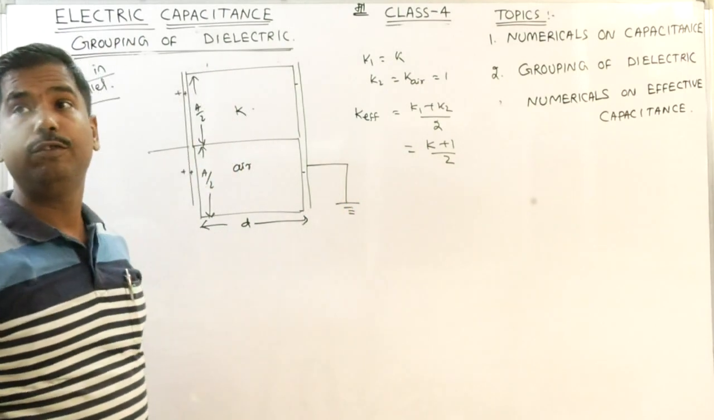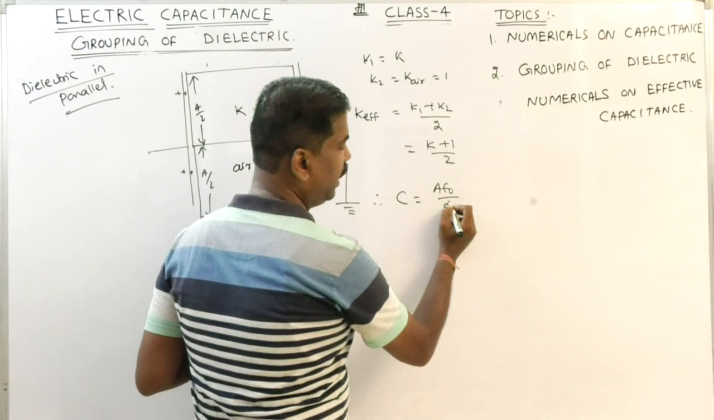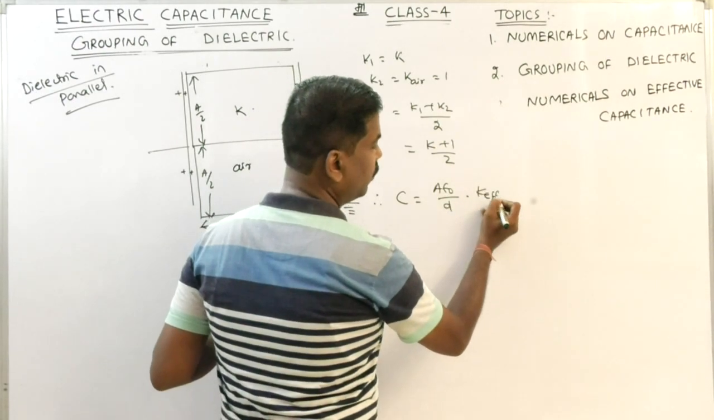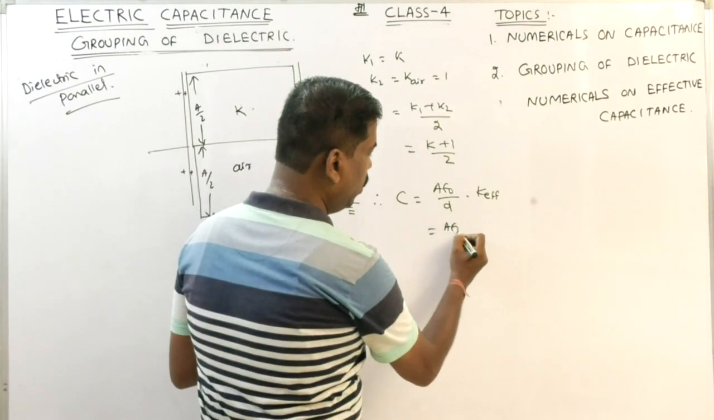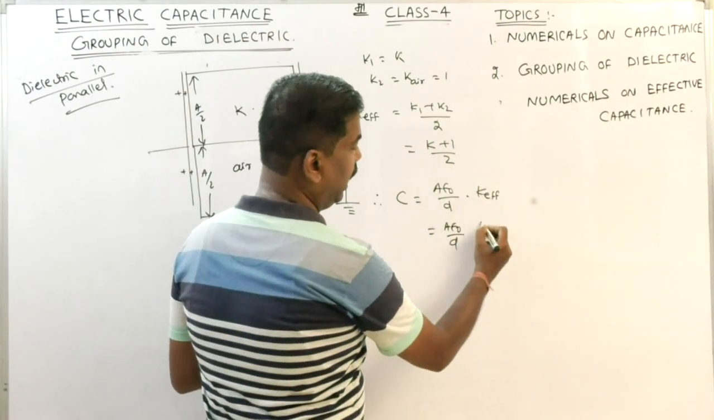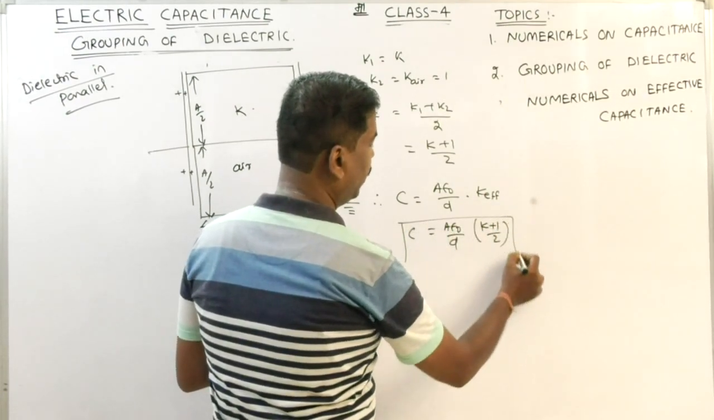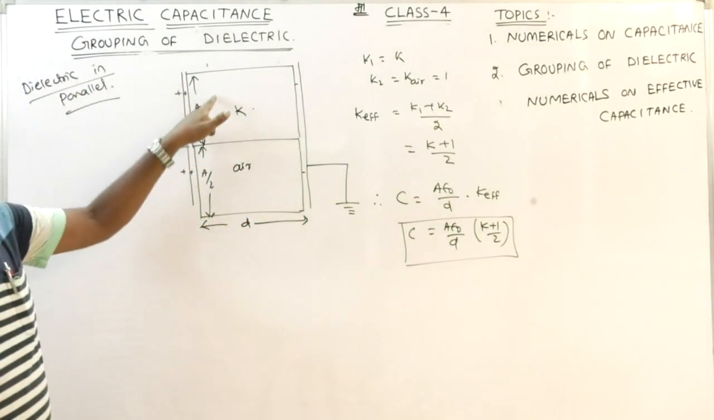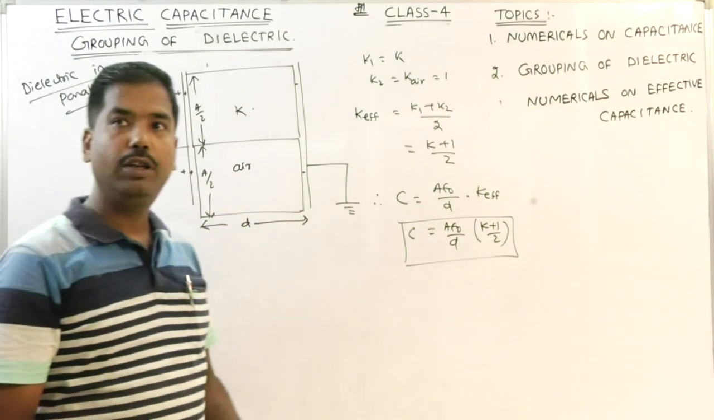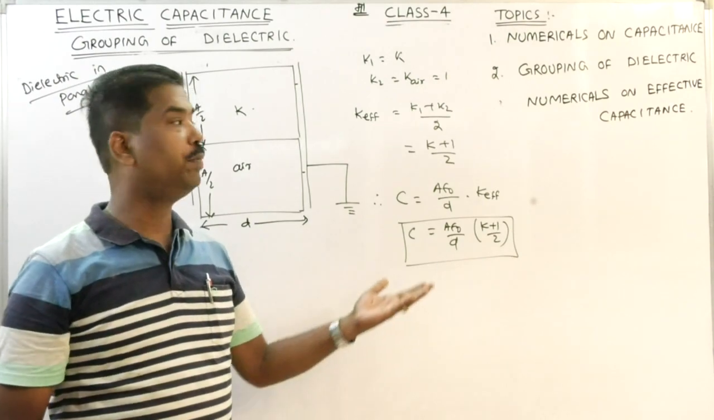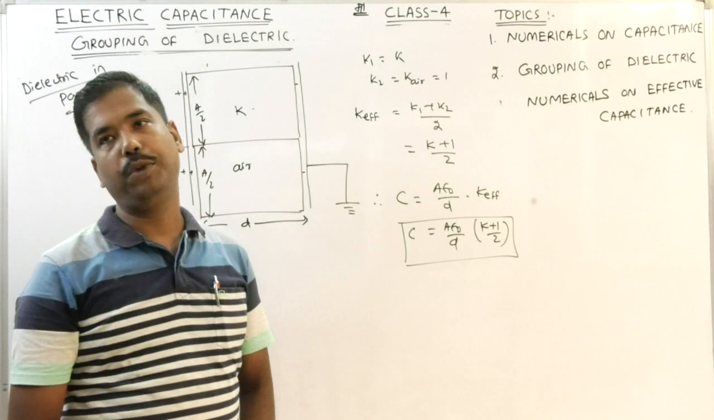That is K effective. Therefore, capacitance is how much? A epsilon 0 by D into K effective. Clear? So A epsilon 0 by D, instead of K effective, I can write K plus 1 by 2. This is the effective capacitance of such a capacitor. Did you get me? How capacitors are treated as series and how they are treated as parallel. Next.